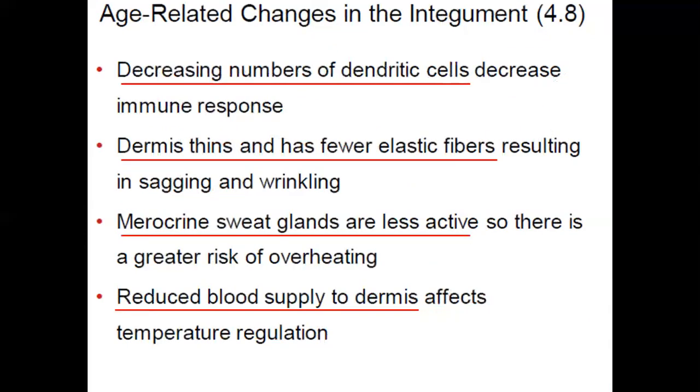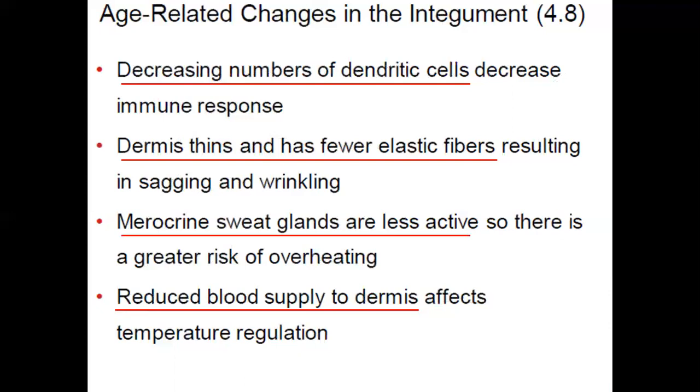Other age-related changes: a decrease in the number of dendritic cells, those cells that are involved in the immune response in the skin, so you're more susceptible to disease. The dermis thins out and has fewer elastic fibers, so skin gets saggy and wrinkly. Eccrine sweat glands are less active, so you're more likely to overheat. Older individuals are much more susceptible to heat stroke, which is why it's so important in the summer months when it's really hot to make sure that air conditioning is good and you stay a little bit less active.